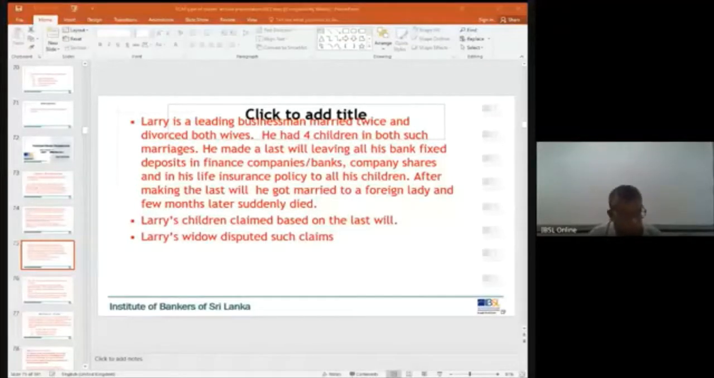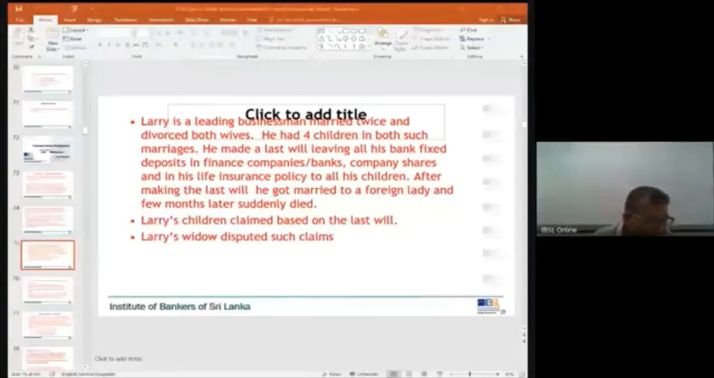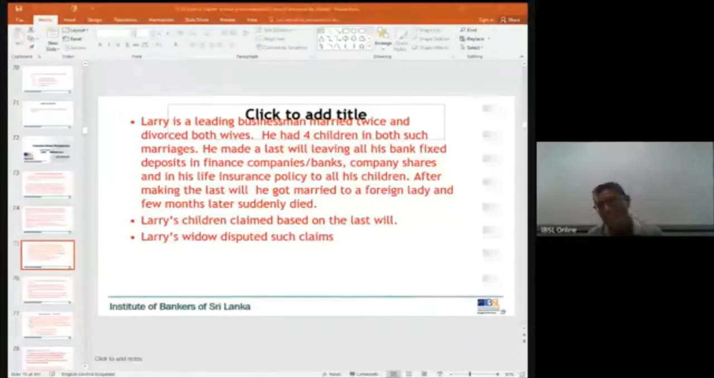Okay. This is very important, because nomination is a very powerful tool for banks, where you can market this. Any question? In Larry's case, if the widow doesn't know that Larry had such deposits with the bank, and his children have withdrawn the money after his death, and after some time his widow gets to know about the case, what shall the bank do? Is the bank liable? That's a very good question.